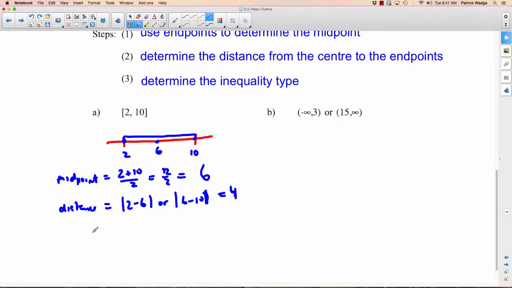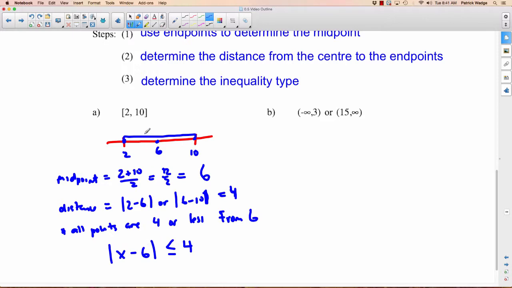So how am I going to write this? I'm going to say all points that we're interested in are 4 or less from 6. So what does that look like? That looks like the point take away 6 is less than or equal to 4. If we take any point on here, we want to get the distance, so just like we did up here, to get the distance you subtract and take the absolute value. So that's exactly what we're doing here.